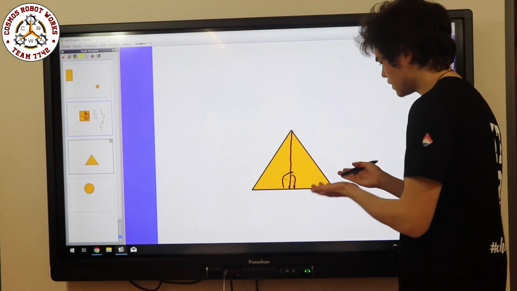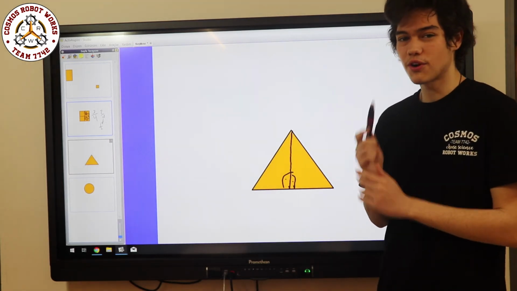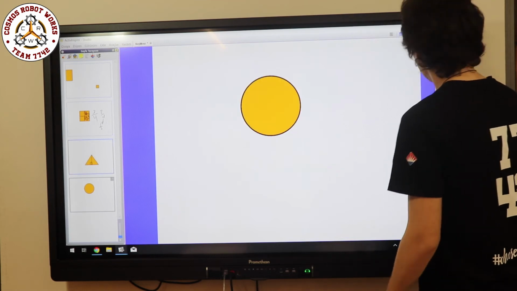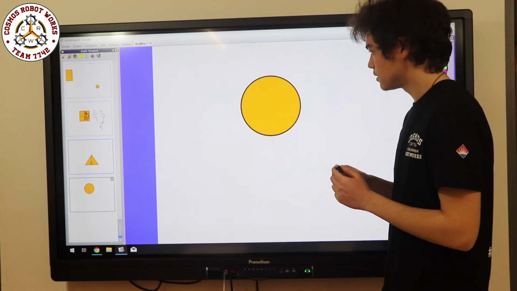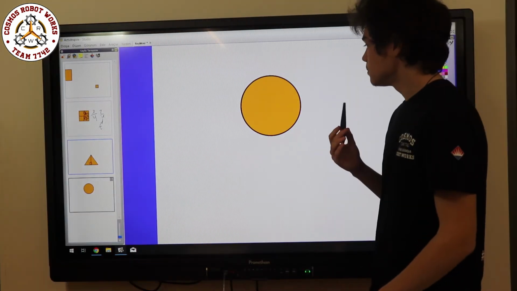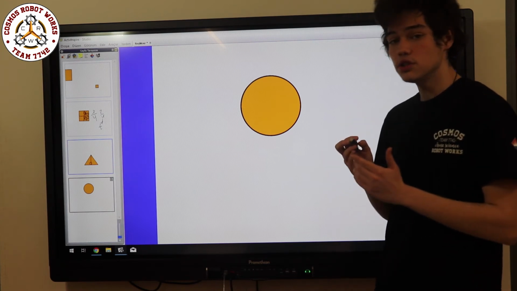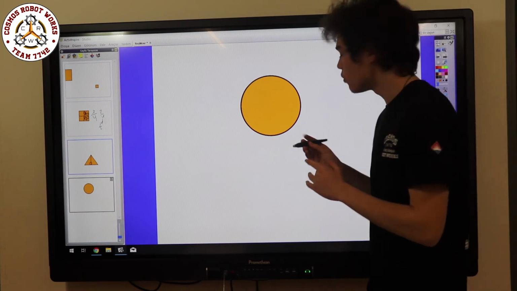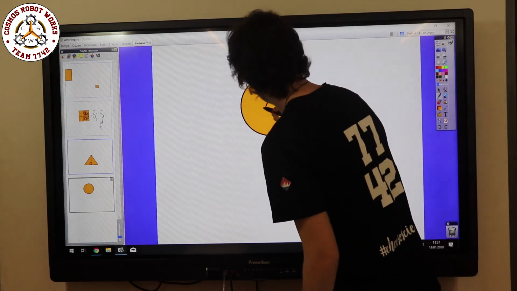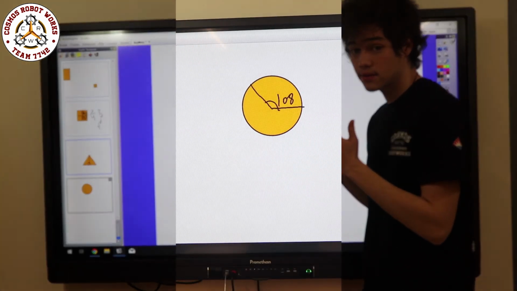Now, this can be used in lots of aspects, especially for people who do origami. This is really useful. Now, for our last shape, this is a circle. Now, you might have seen percentage ratio graphs. They usually use a circle. You know why? Because it's easier to show on a circle like this. This is what we call a pie graph.